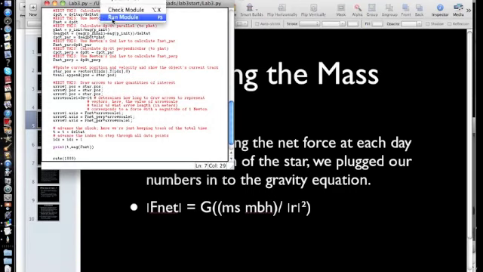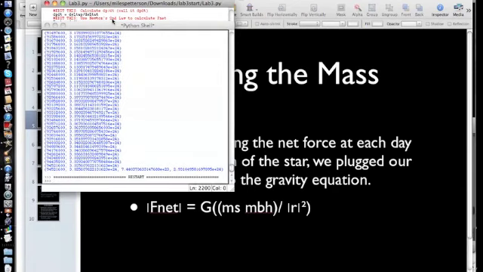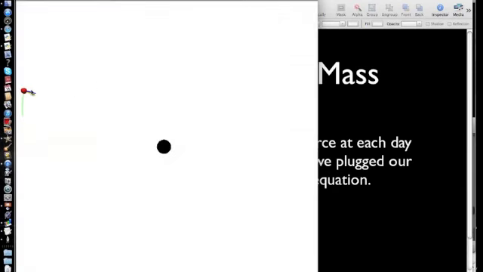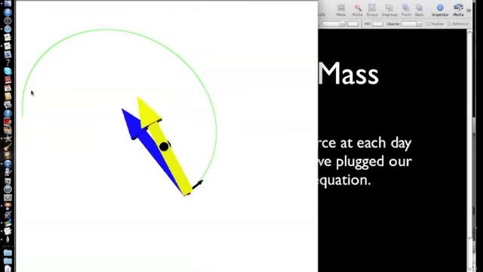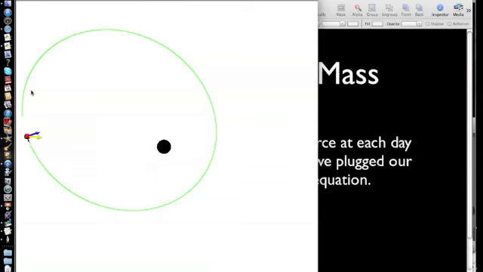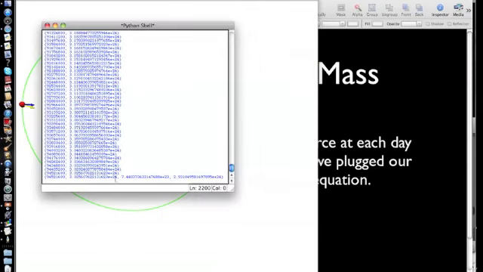When we run our model, the blue arrow is the perpendicular force to the motion, the yellow arrow is the net force, and the black arrow is the parallel component of the force. Here we have the net force, which is printed out at the end of the program, and the perpendicular and parallel components.